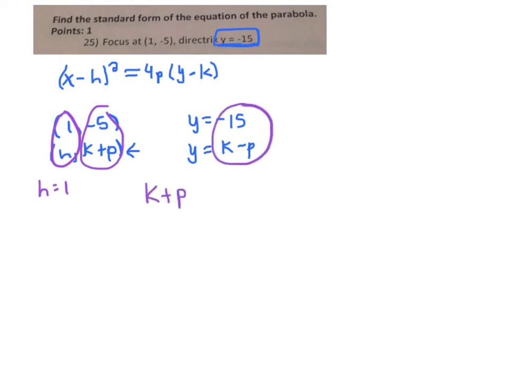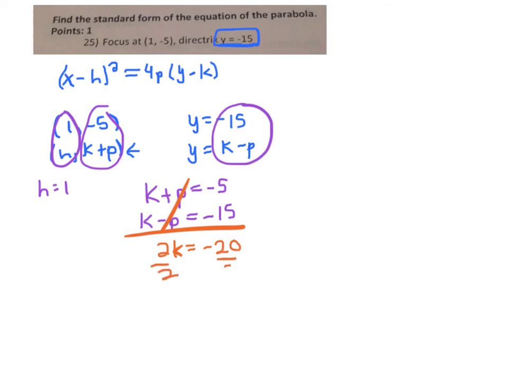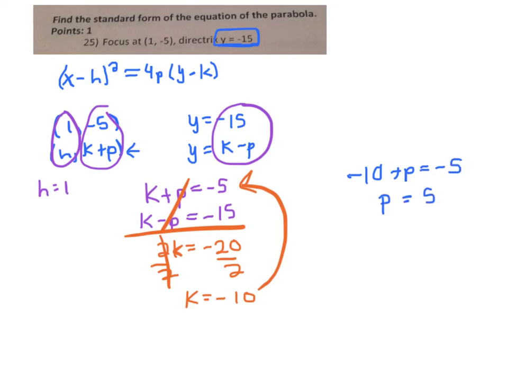And then we can say, well, these have to be equal and these have to be equal. So k plus p equals negative 5. K minus p equals negative 15. That's a system of equations. So cancel out your p's. This is 2k equals negative 20. Divide, k equals negative 10. And then we can plug that back in to one of these two equations to get p. Negative 10 plus p equals negative 5, so p equals 5.